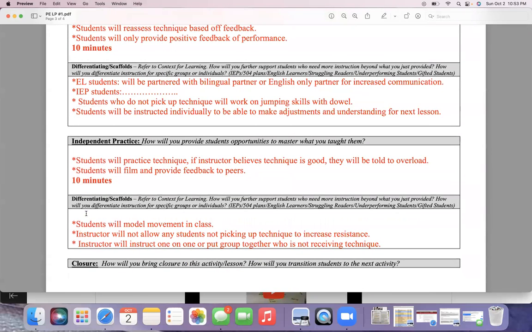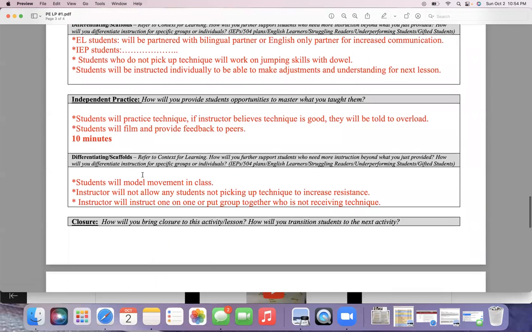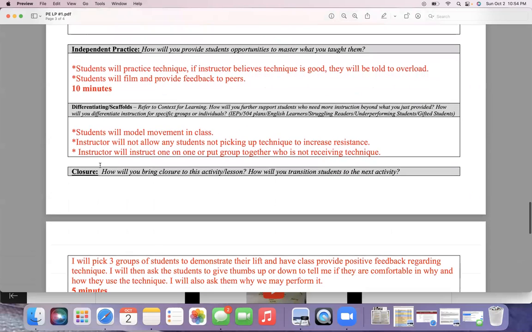The next section is independent practice. So how can students master this lesson on their own? And he puts a good example of letting them film themselves and then getting feedback from peers. And then more accommodation in the differentiating / scaffold section.